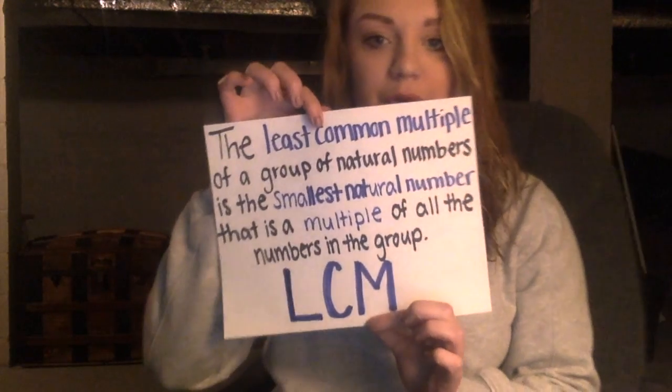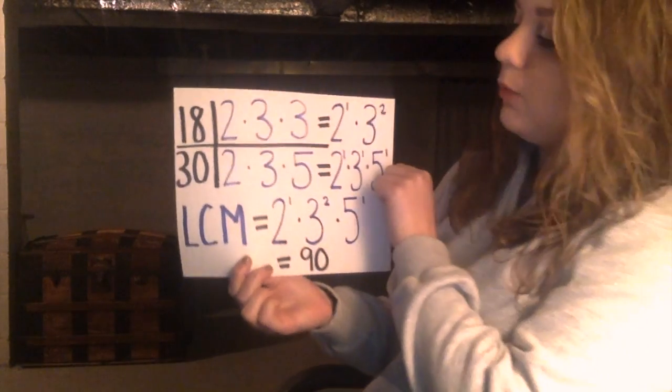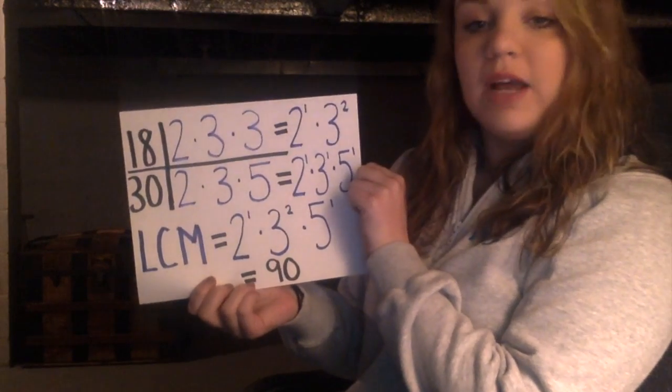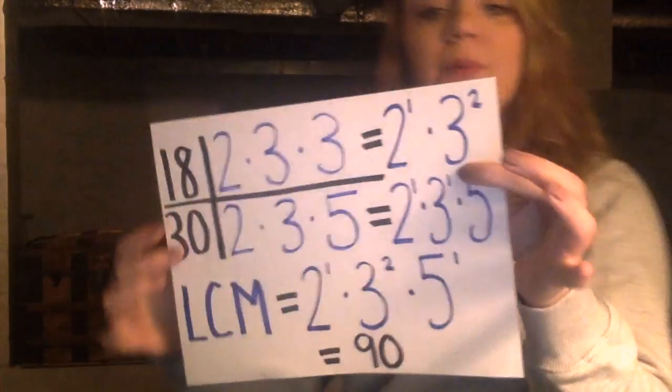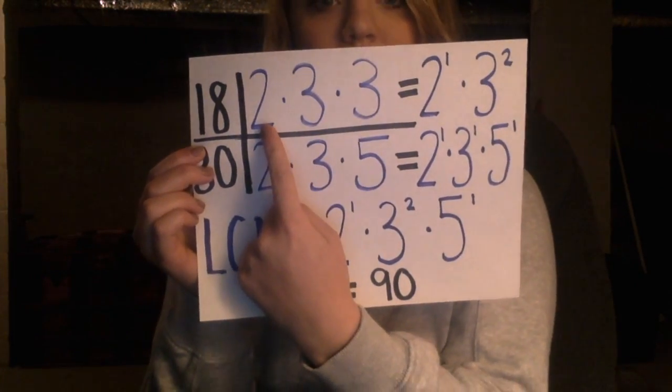Next, we're going to talk about the least common multiple. The least common multiple of a group of natural numbers is the smallest natural number that is a multiple of all the numbers in the group, also known as the LCM. We're going to look at the diagram the same way we did before between the numbers 18 and 30, but when we find the LCM, we're going to break these numbers down into exponents, okay? So we have 1, 2 that makes up 18.